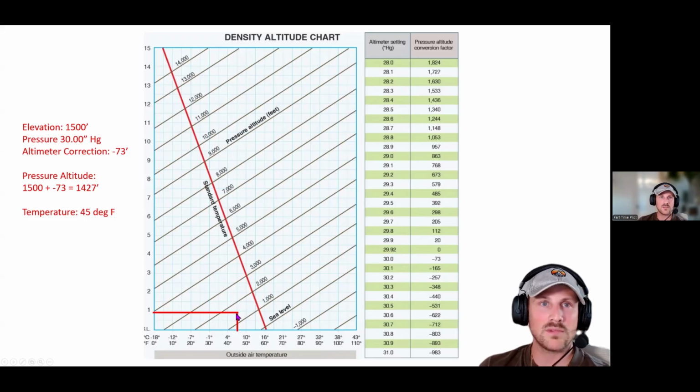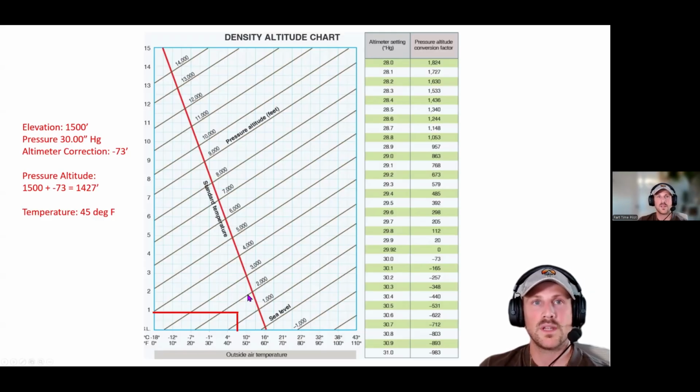So about halfway between 1,000 and 2,000, maybe a little bit below halfway. You kind of just got to eyeball it. If you wanted to, you could get a ruler and really measure what is halfway. But you can eyeball halfway. It's pretty easy. You can go a little bit below that. Draw a line from that intersection point, and you can draw a horizontal line as well if you want to. And so right at that intersection point of 45 degrees and our pressure altitude of 1427, which is about right here between the 1,000 and 2,000 lines, we draw a line all the way over, and this is going to be our density altitude.